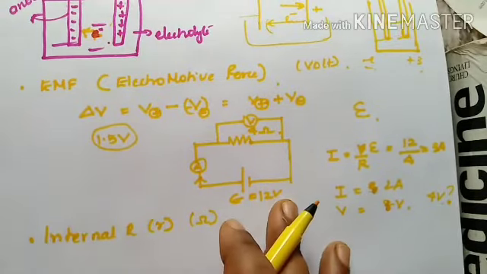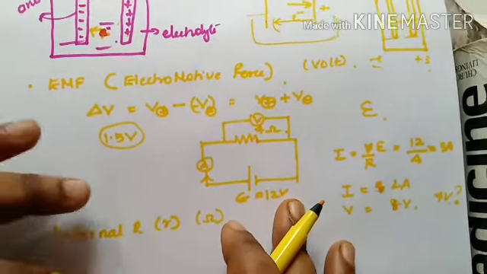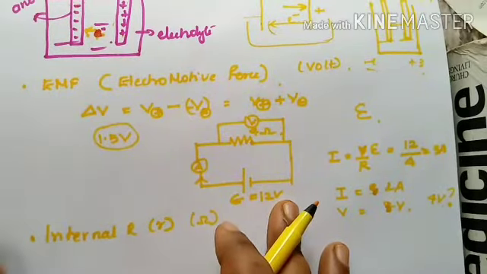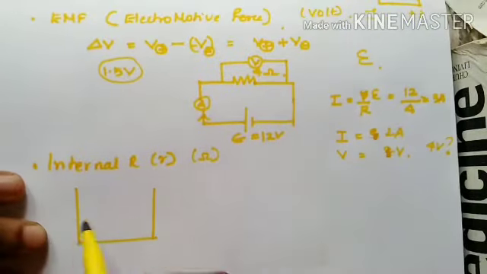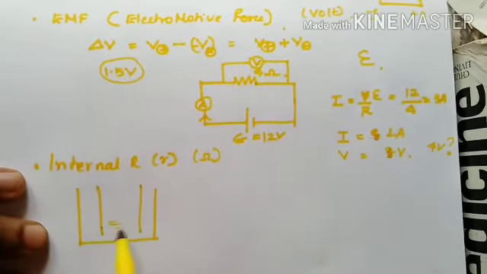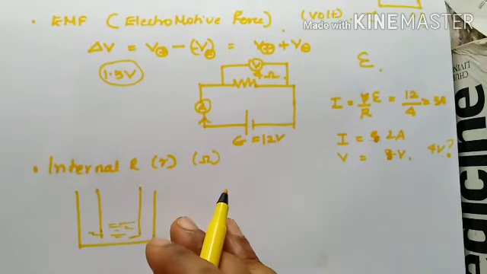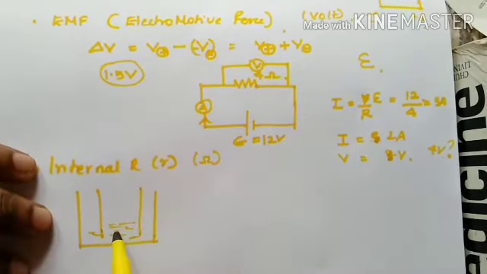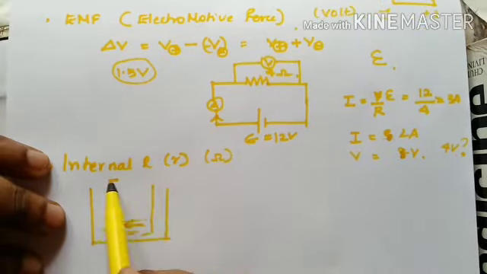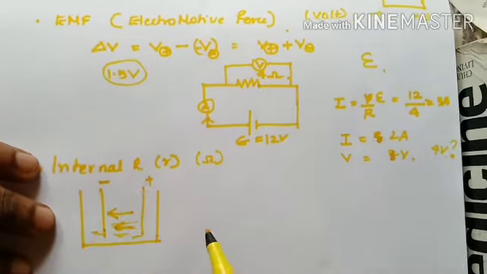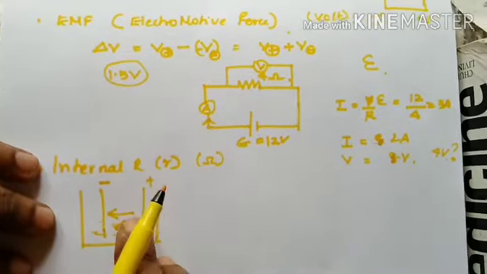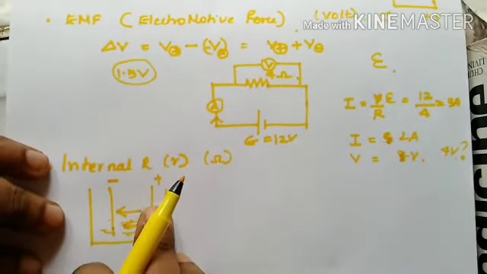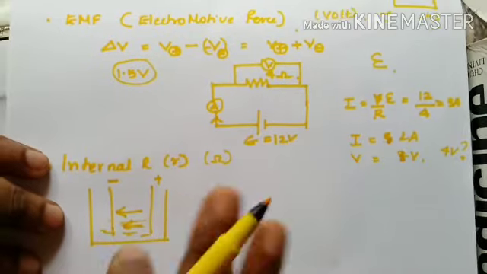Internal resistance is the obstruction offered to the path of current due to the material of the electrolyte of the cell. See, I consider this a cell. This is my cell, and I had 2 electrodes like this, and in between was the electrolyte. Suppose this is my negative and this is my positive. The charge had to move from here to here. Was it easy for it to move? Energy was given by the exothermic reaction, yet it is very difficult for the electron to move, so it has to do a lot of work.